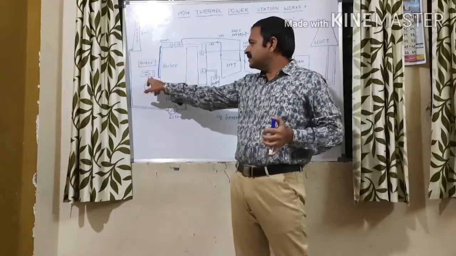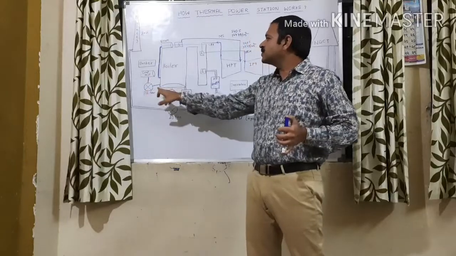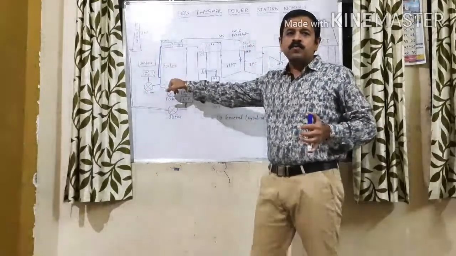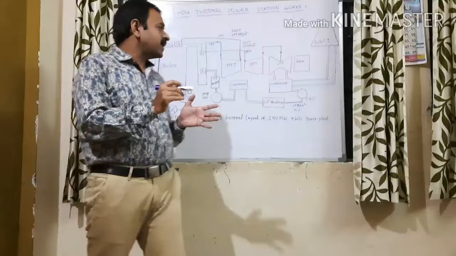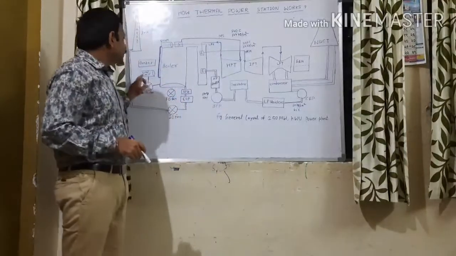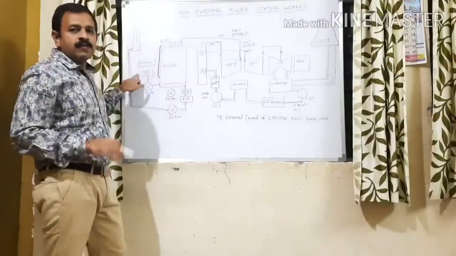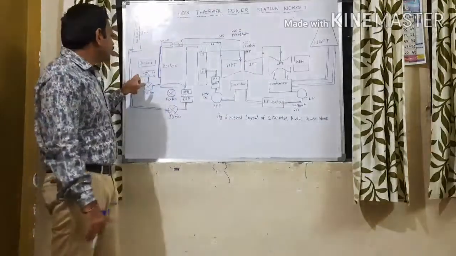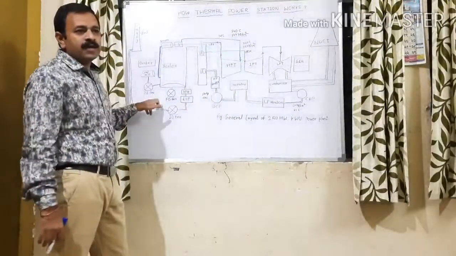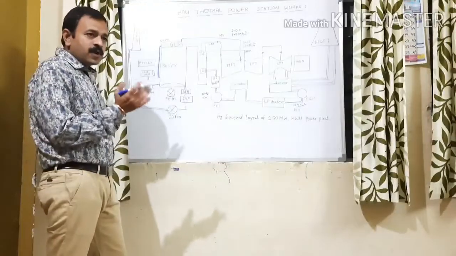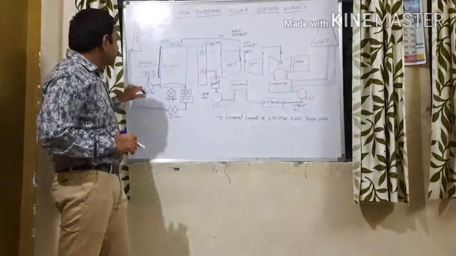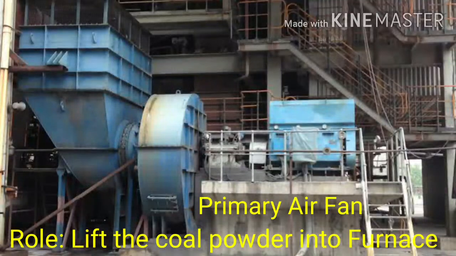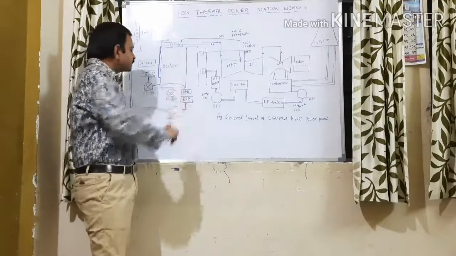Then these coal particles are forced into the boiler, or into the furnace. In the furnace the coal particles will be burned out. To carry these coal particles we need some transporting medium. That transporting medium is the PA fan, the primary air fan. This primary air fan will lift the coal particles from the coal mill towards the furnace.